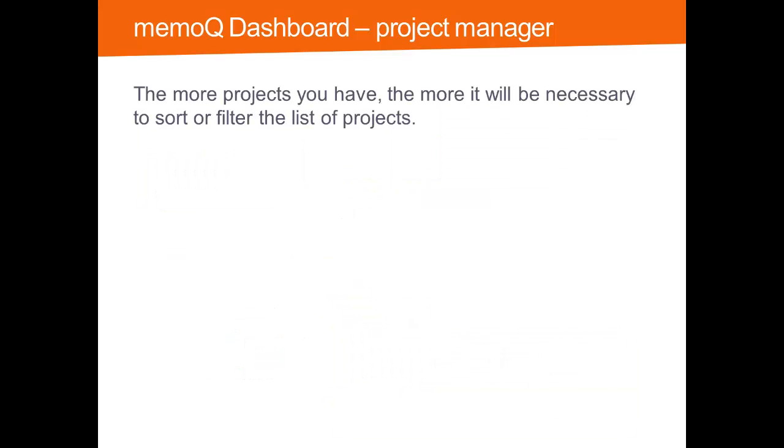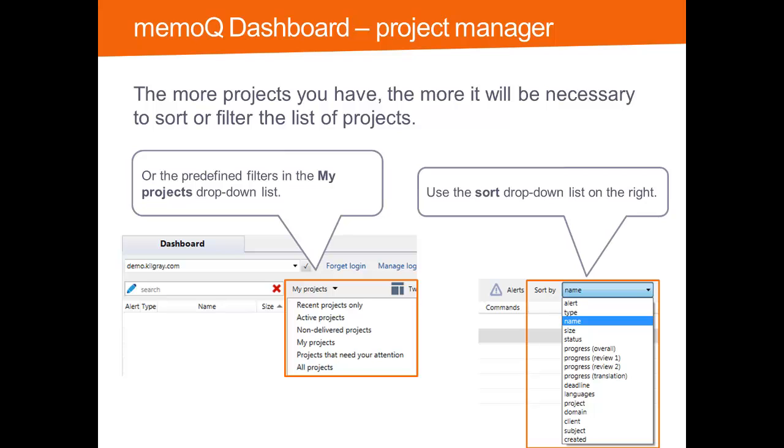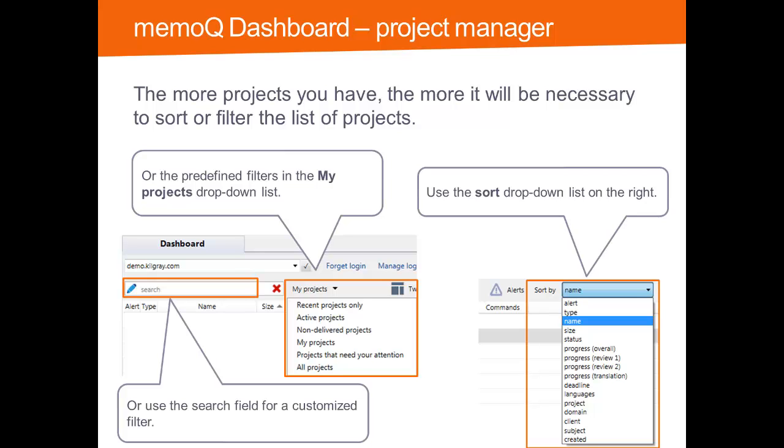The more projects you have, the more it will be necessary to sort or filter the list of projects. You can use the Sort drop-down list on the right, and you can use the predefined filters in the My Projects drop-down list. Or use the search field for a customized filter.